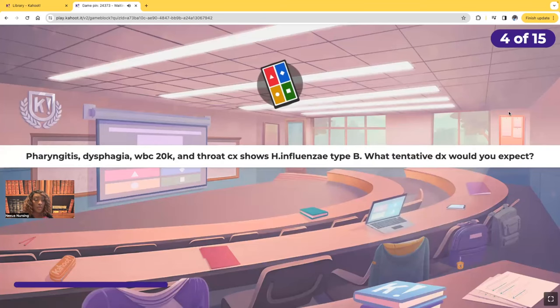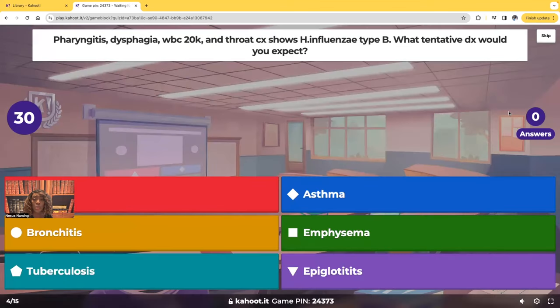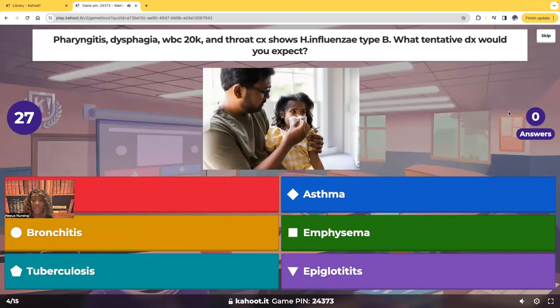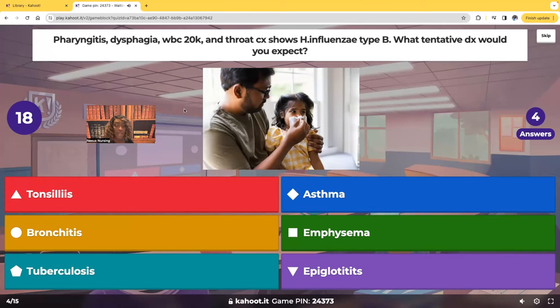All right, so your patient presents with pharyngitis, dysphagia, the WBCs are 20,000, and the throat culture shows H influenzae type B. What tentative diagnosis would you expect for the patient to have? Would you expect them to have tonsillitis, asthma, bronchitis, emphysema, tuberculosis, or epiglottitis?